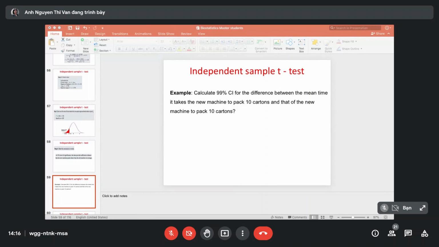I'm still checking the result. Do you know the formula to calculate the confidence interval? Yes. I am checking if I calculated it correctly.